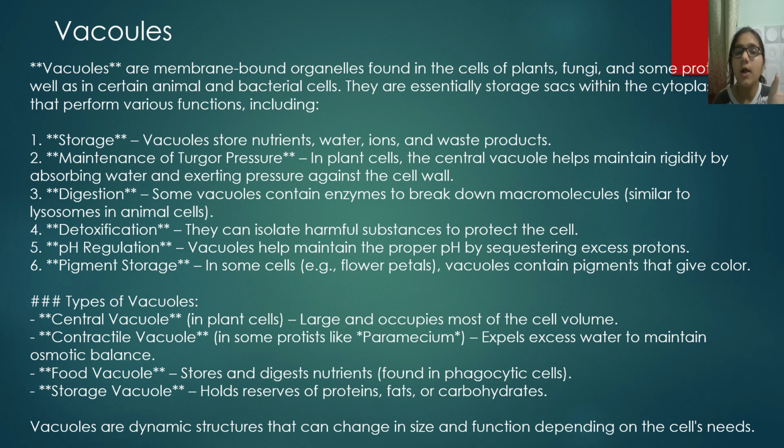So what are vacuoles? They are the membrane-bound organelles that are found in the cells of plants, fungi, and some protists we can say, as well as certain animals and the bacterial cells. Where are they found? They are the membrane-bound organelles found in the cells of plants, fungi, some protists, certain animals, and bacterial cells also.